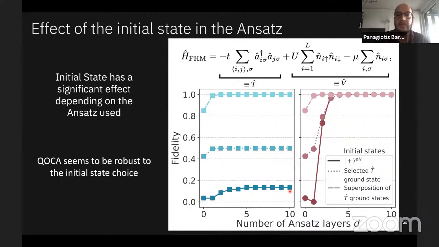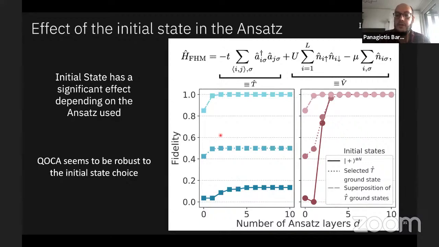Oh, I forgot to mention that for all the simulations, we decided to use half filling of the Hubbard model, which is the most difficult case for the Hubbard model. And for the solid line here, you see that if you start with a plus state, the convergence with the variational Hamiltonian ansatz is very difficult.